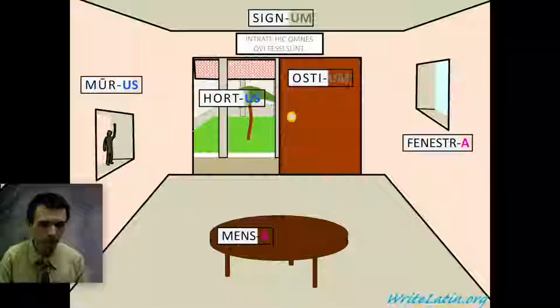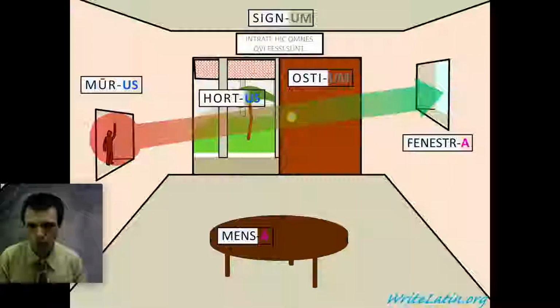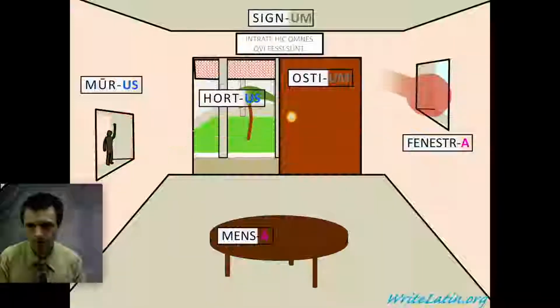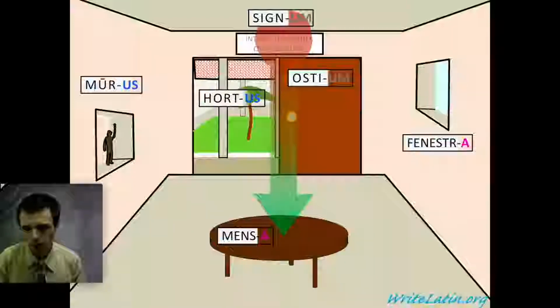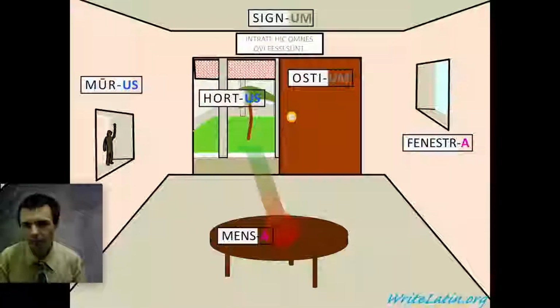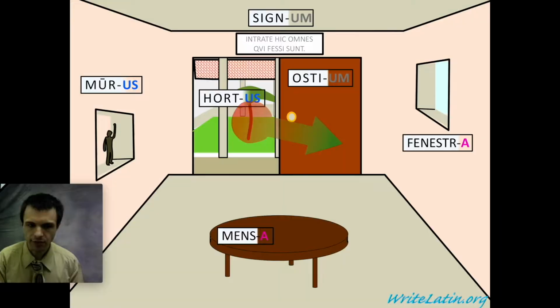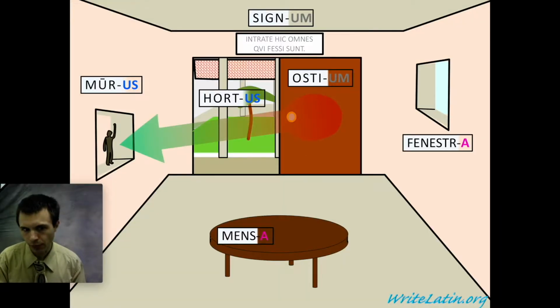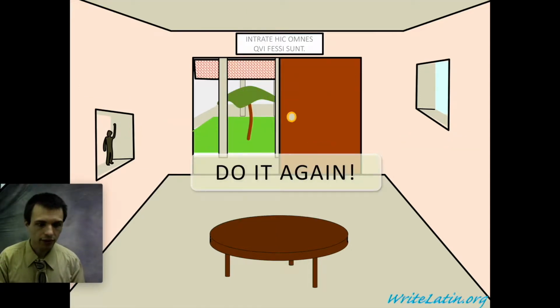Okay, did that work? Let's see if you got it right. This is the way it goes. Ad murum, ab muro, ad fenestram, ab fenestra, ad signum, ab signo, ad mensam, ab mensa, ad hortum, ab horto, ad ostium, ab ostio, ad murum. Okay? Okay, so let's try it again.